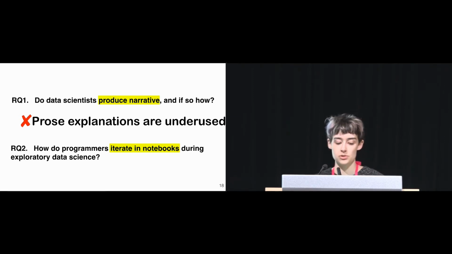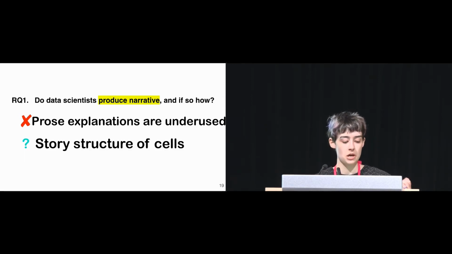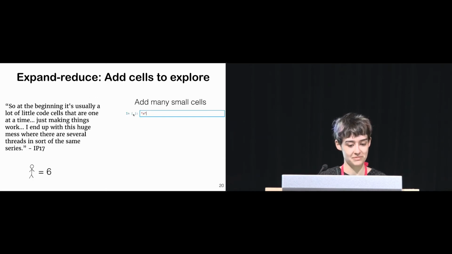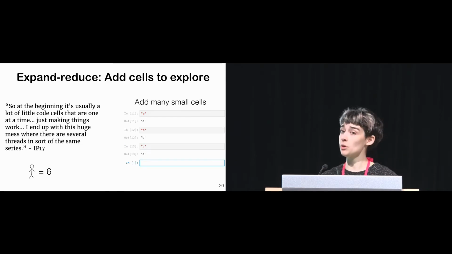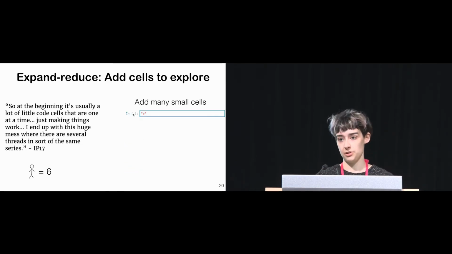So for our second research question, how do programmers iterate during their exploration? We want to know, okay, maybe if prose isn't working out, do we see evidence that maybe through the structure of their cells, they're building some kind of narrative? And the answer is yeah. So an important behavior that we documented was what we're calling expand, reduce.